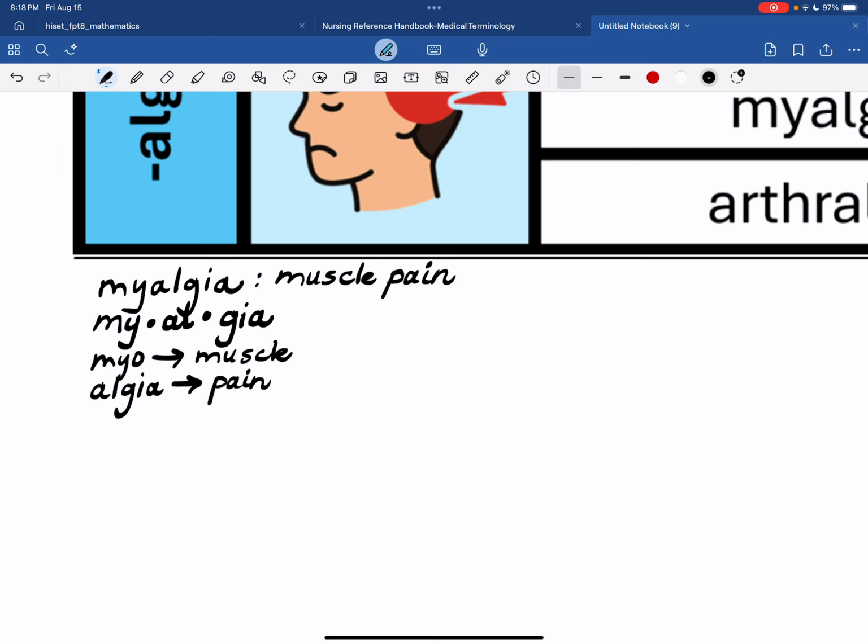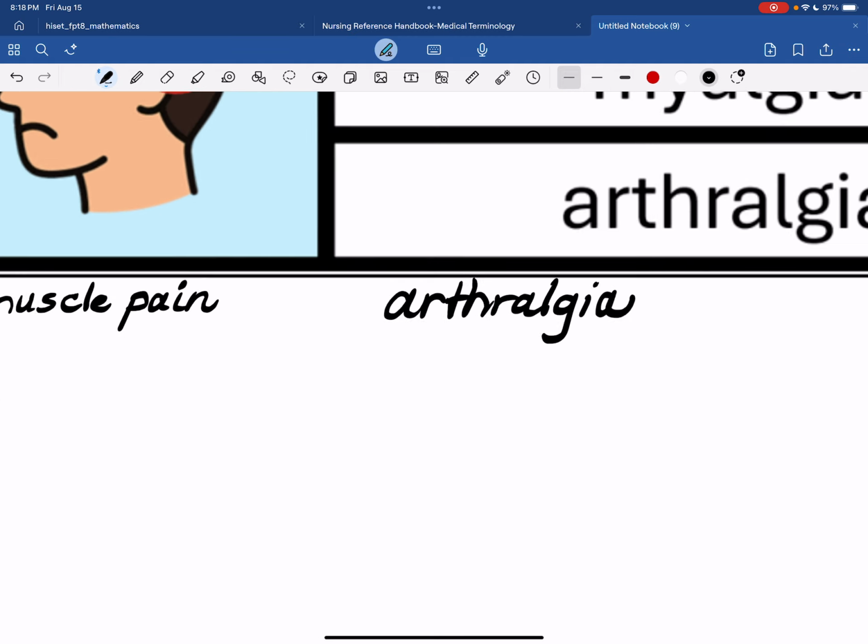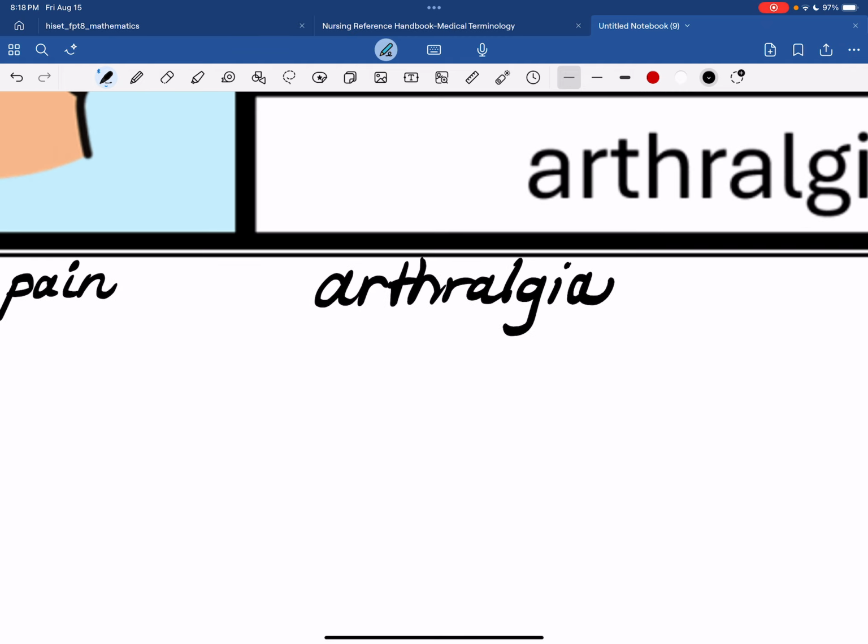And I know I haven't told you about myo yet. That's coming in the root section. But for now, let's just say that myalgia is muscle pain. So any guesses about arthralgia? Arthralgia. Let's start with syllables. Part of my job is to teach you how to spell and pronounce these words correctly. Every syllable must have a vowel.